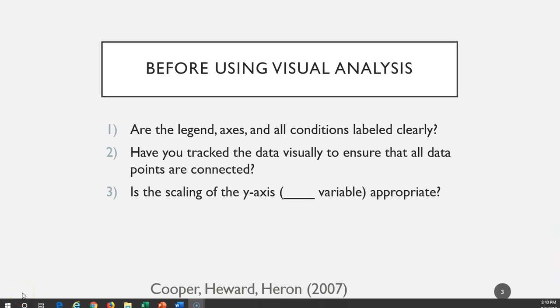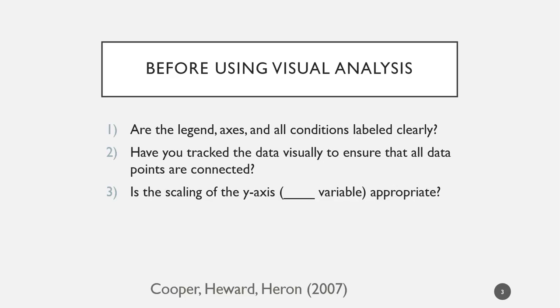So before using visual analysis, we have to ask ourselves, are the legend, axes, and conditions labeled clearly? That's important information because we are able to find out what the dependent variable is by looking at the label of the y-axis, and we can determine the intervention by looking at the label of the conditions. So it's important that we have all the information on the graphs. Have we tracked the data visually to ensure that all data points are connected? Disconnected lines between data points indicate new conditions or a lapse in time.